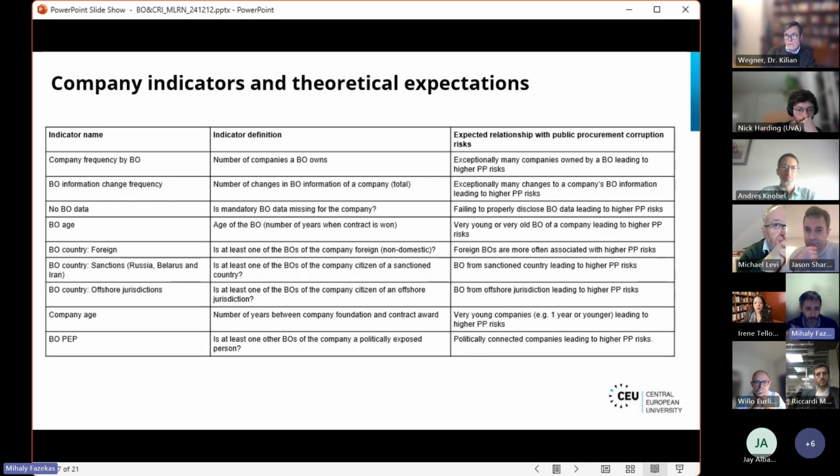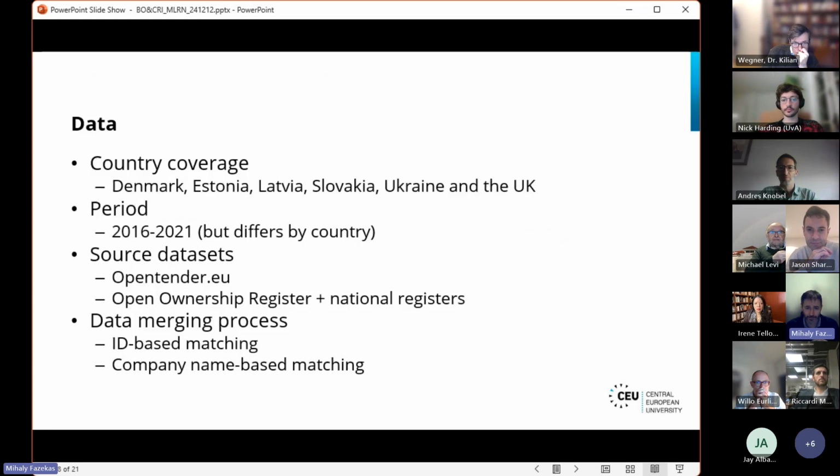And the final group, company age and BO politically exposed or politically connected BO, are indicators which are already very validated, right? So we know from the literature that they work. We try to revalidate them using a different data set. Okay, so we have a range of things. It's not everything which the literature put forward, but a relatively wide range.